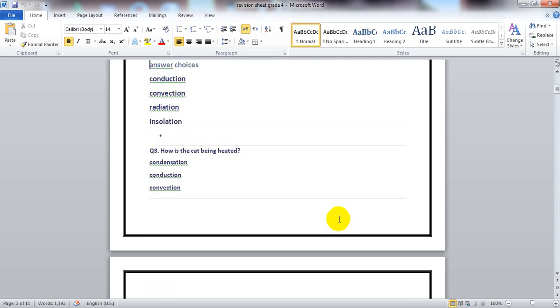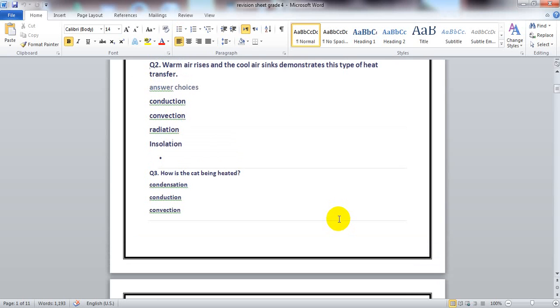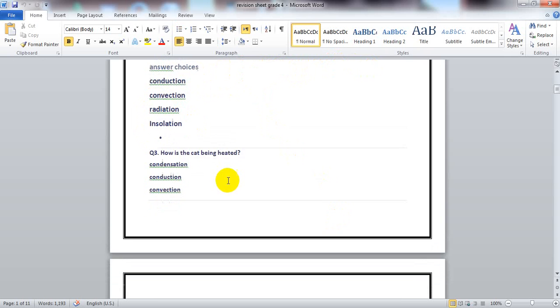Question number 2. Warm air rises and the cool air sinks. Demonstrate this type of heat transfer. It's, yes, of course, convection.